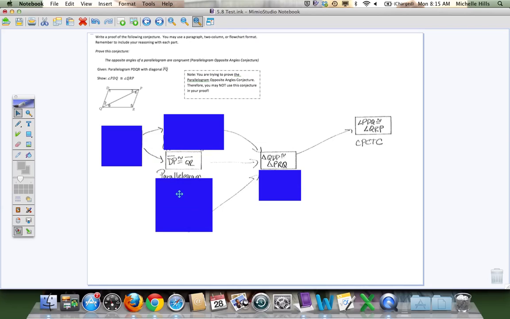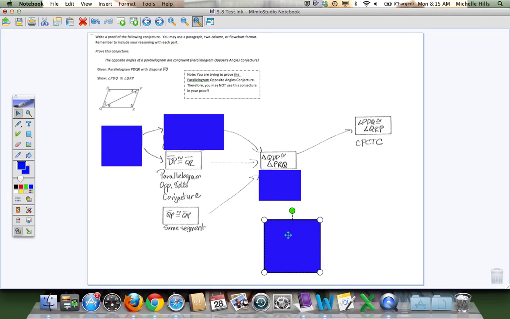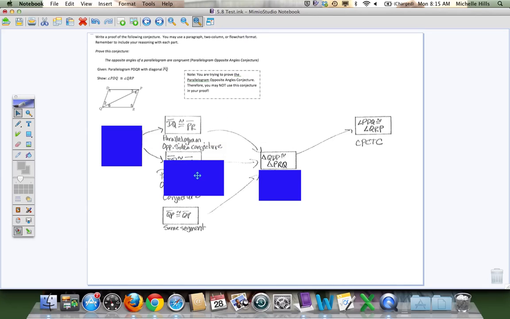They said, well, I know that segment DP is congruent to segment QR, and the reason that I know that is because of the parallelogram opposite sides conjecture. Likewise, I know that segment DQ and segment PR are congruent because of the parallelogram opposite sides conjecture, but they started their proof there. The problem is that the parallelogram opposite sides conjecture says if a figure is a parallelogram, then the opposite sides are congruent. So I can't say this unless I have the if part proven prior to that. And that's that it's a parallelogram.